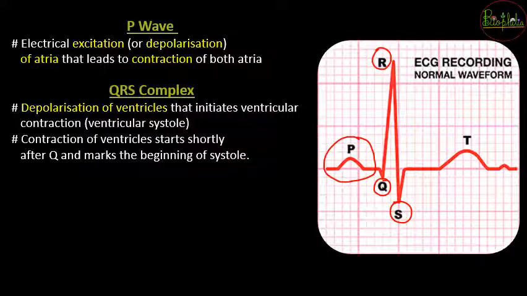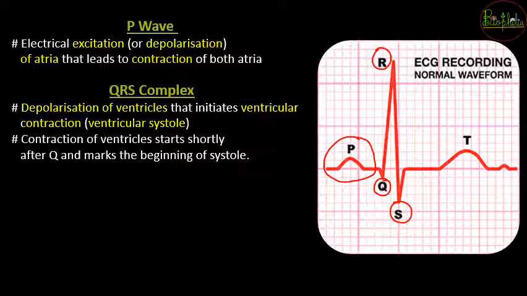So depolarization of ventricles की वजह से क्या होता है? The ventricular contraction is going to occur. So जब ventricles contract होते हैं, when they undergo ventricular systole, at that time the depolarization occurs. And when that occurs, the electrical activity is being recorded by the QRS complex.